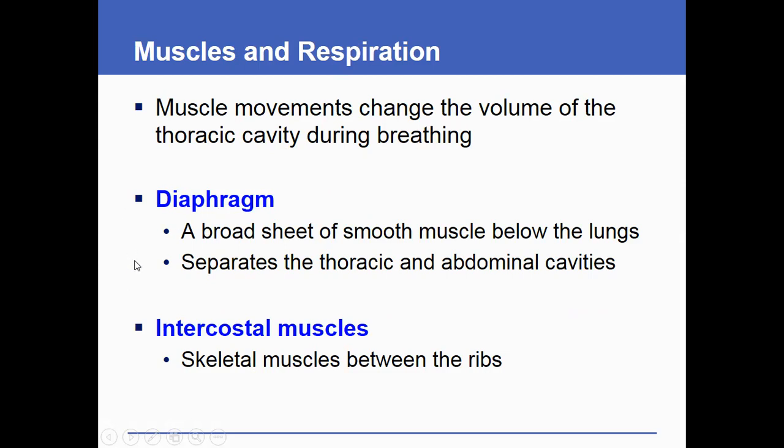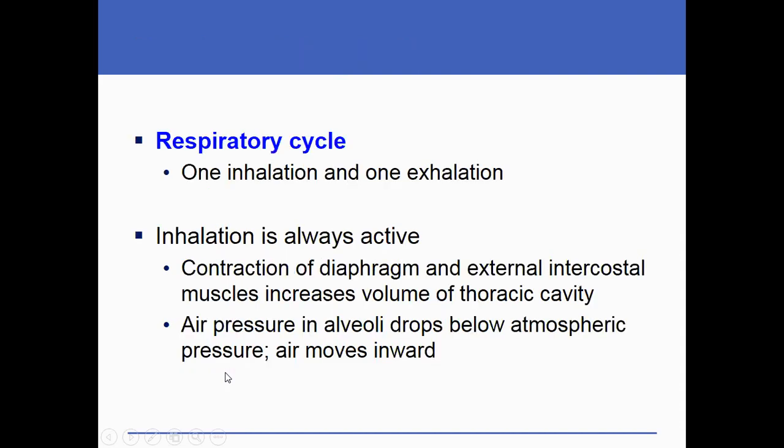The diaphragm, a broad sheet of smooth muscle below the lungs, separates the thoracic and abdominal cavities. Intercostal muscles are skeletal muscles between the ribs. What is the respiratory cycle? One inhalation and one exhalation is the respiratory cycle.